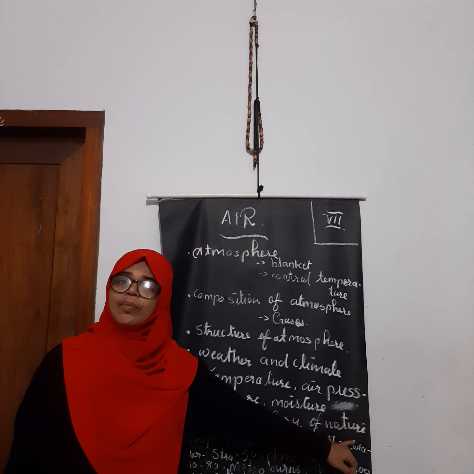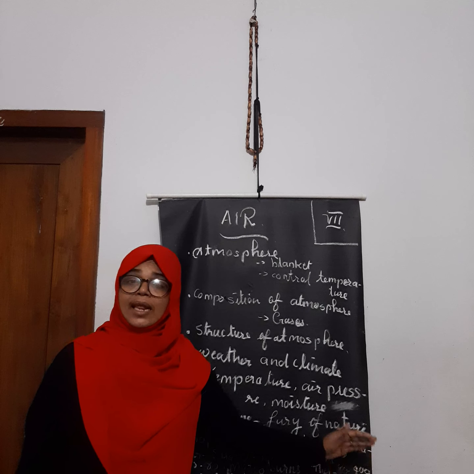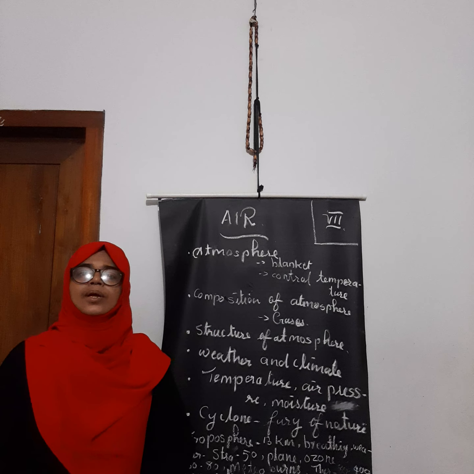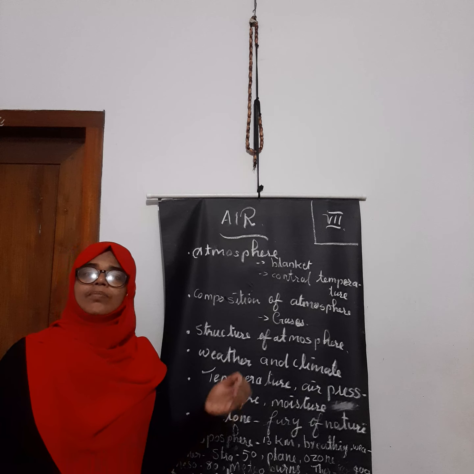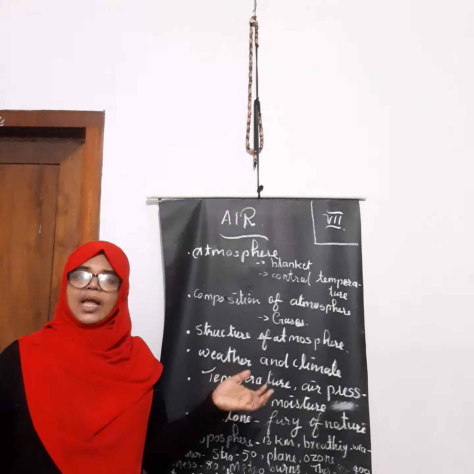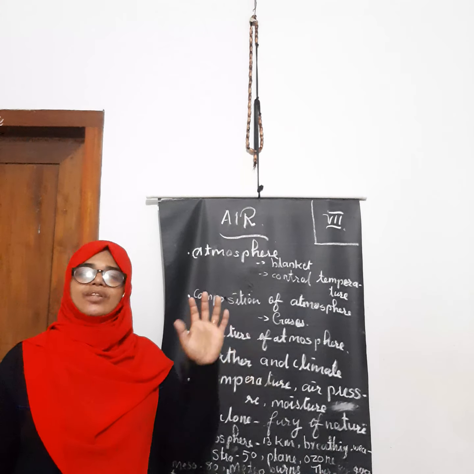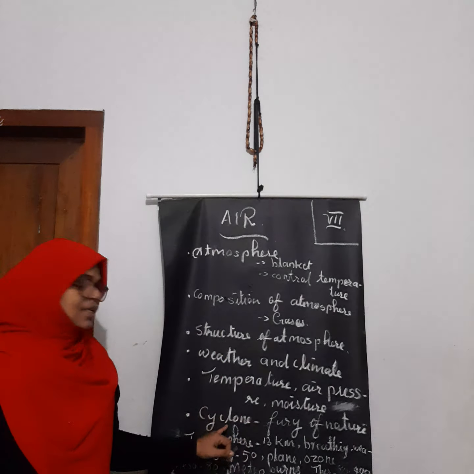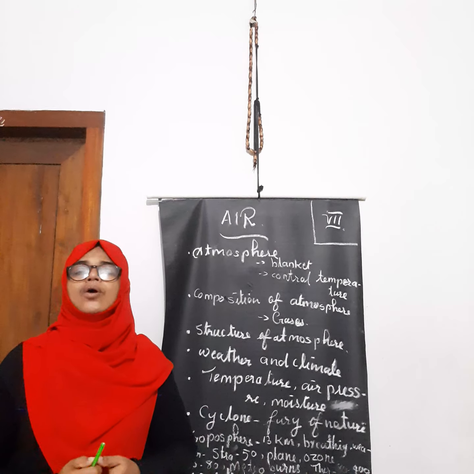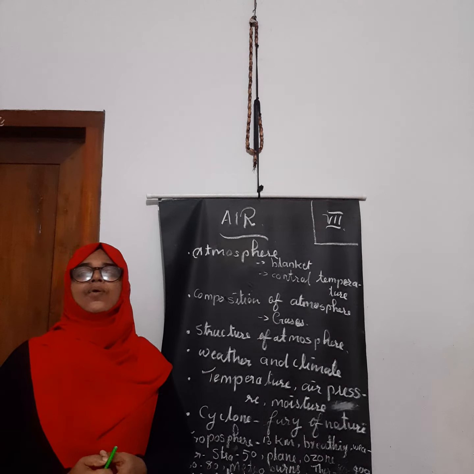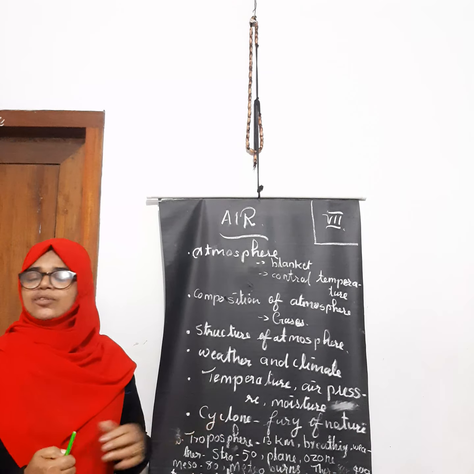It's called fury. What is the meaning of fury? Angriness of nature. The angry movement or speedy movement, fast movement of the air from the high pressure area to the low pressure area. It's called cyclone. Cyclone means, yes, it is the furious movement or fast movement or speed movement of the air. It is very dangerous.